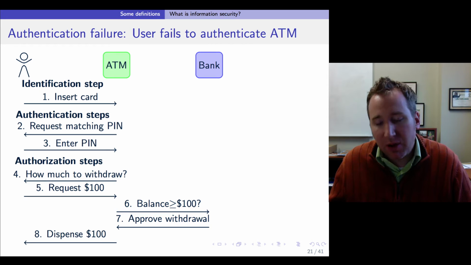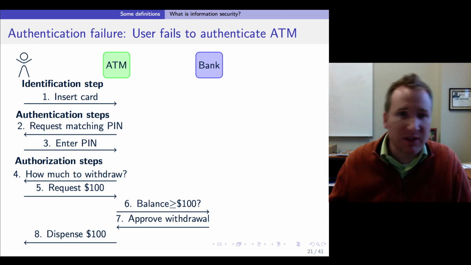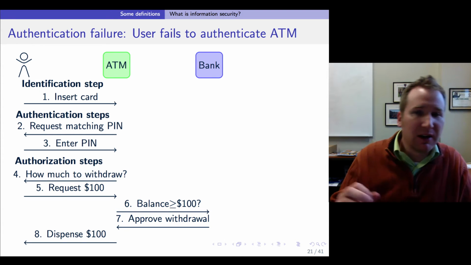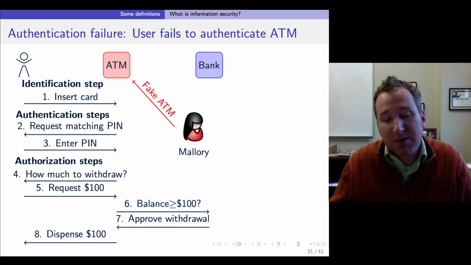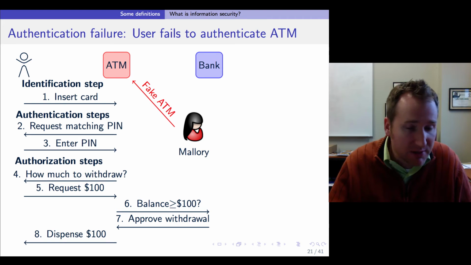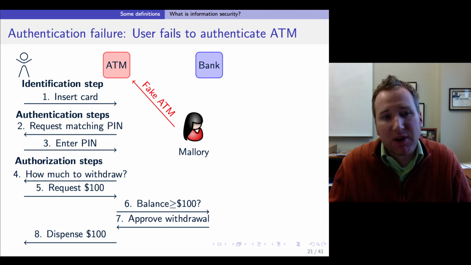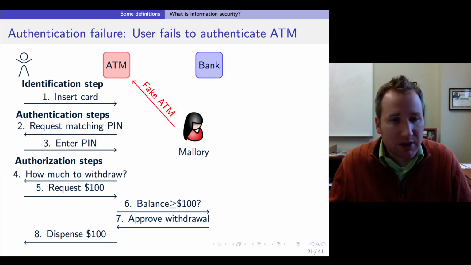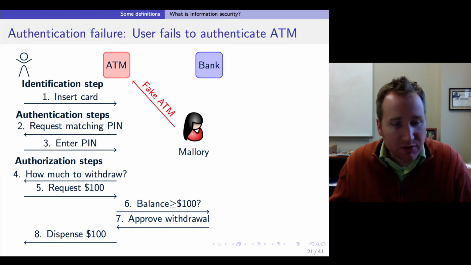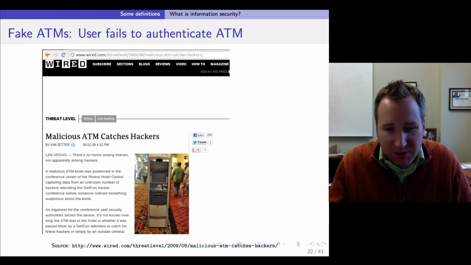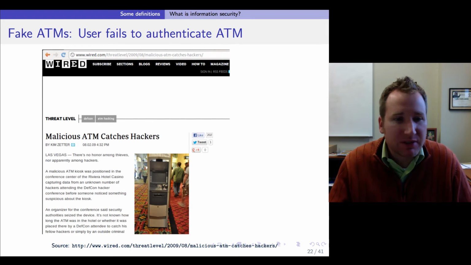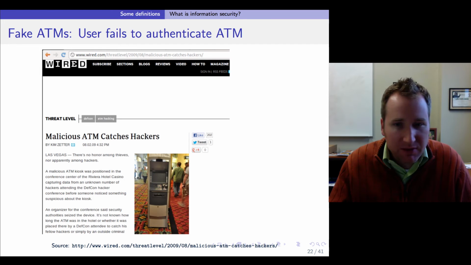Another way to go about it is for the user to fail to authenticate the ATM. With the card skimmer, the ATM's not authenticating the user correctly, but it can go the other way, where Mallory could just set up a fake ATM and the user comes along and thinks this is really an ATM owned by the bank. And then they provide their information, and Mallory can then glean the card information and the PIN. There have been a few instances of this where a malicious ATM has been set up. This one was set up at DEF CON, a big hacker conference, a few years back.